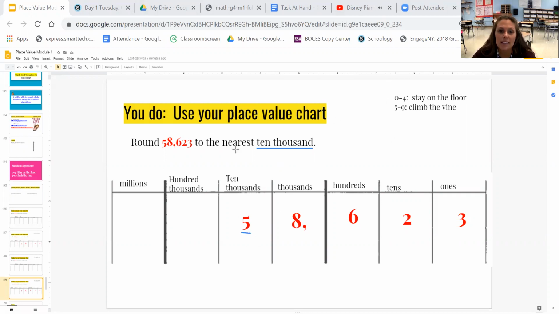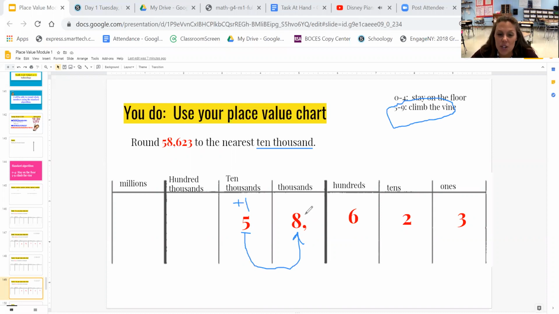And then we look to the right and we say our riddle. 0 to 4, stay on the floor. 5 to 9, climb the vine. So what are we doing here? It's an 8, which means it's between 5 and 9. So we're going to climb. It's going to get bigger.